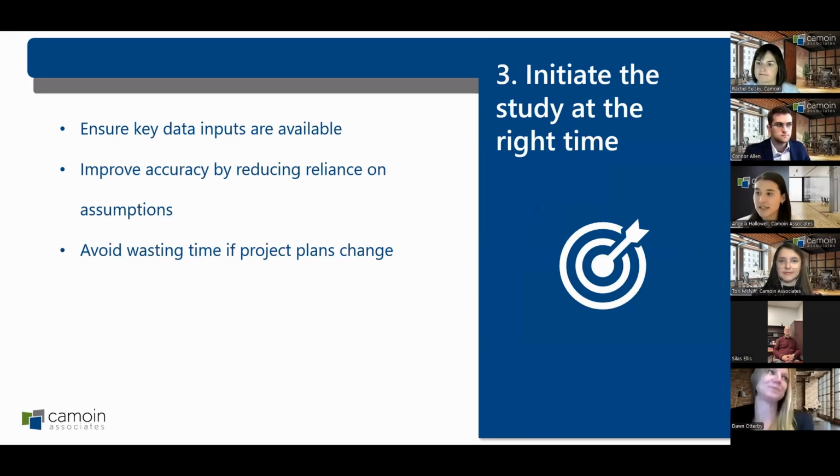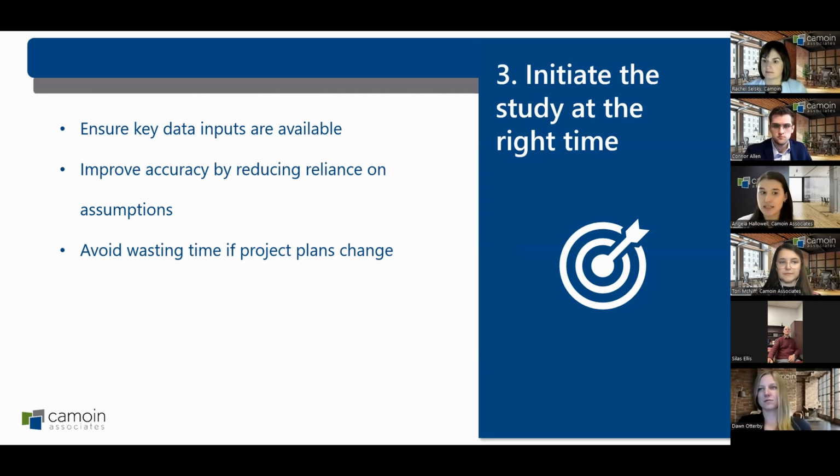The third best practice is to initiate a study at the right time. So timing is everything when we're conducting an impact analysis. First of all, we need to make sure that any key data is available before kicking off the project. So this could be something like construction costs, how many housing units are planned for a new mixed-use development, for example, or details of on-site operation after a project is finished and starting up. Otherwise, the process could force you to make more assumptions that may not hold true as the project progresses, and that can sometimes compromise the accuracy of your findings.